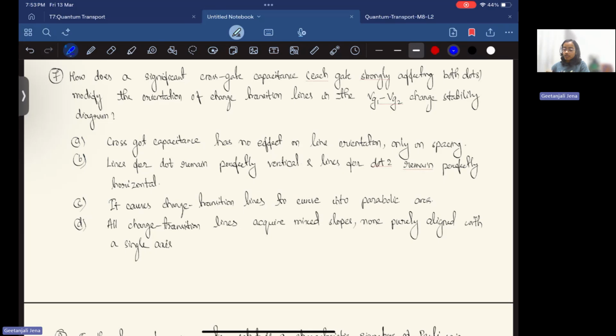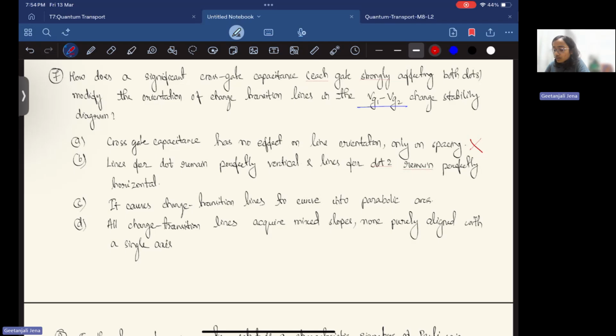So for question number 7, it says, how does a significant cross gate capacitance, each gate strongly affecting both dots, modify the orientation of charge transition lines in the BG1, BG2 charge stability diagram? Option A, cross gate. Okay, so there is a spelling mistake. So it's a gate capacitance. Cross gate capacitance has no effect on line orientation, only on spacing, which is not correct.